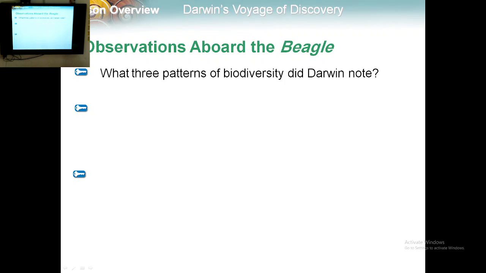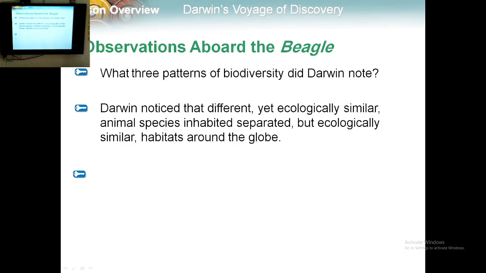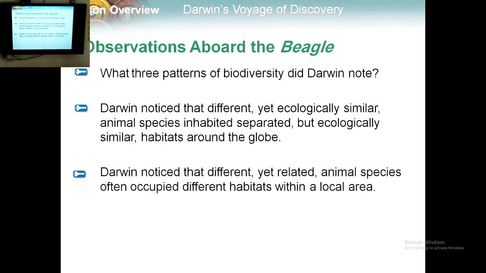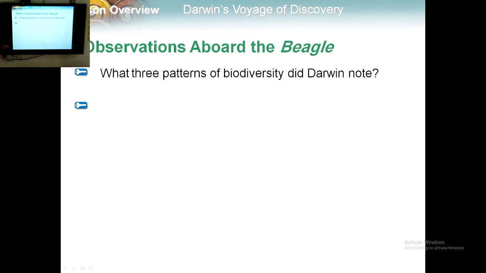Let's check what the three patterns of biodiversity were that Darwin noted. Let's take the first one: Darwin noticed that different yet ecologically similar animal species inhabit separated but ecologically similar habitats around the globe. And the second one: Darwin noticed that different yet related animal species often occupied different habitats within a local area. So similar animals with different habitats.